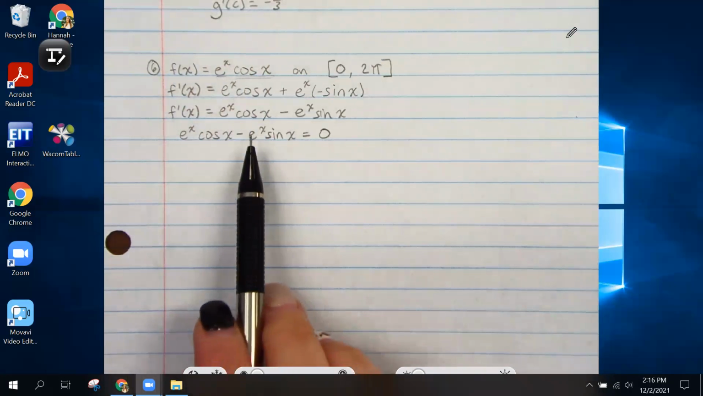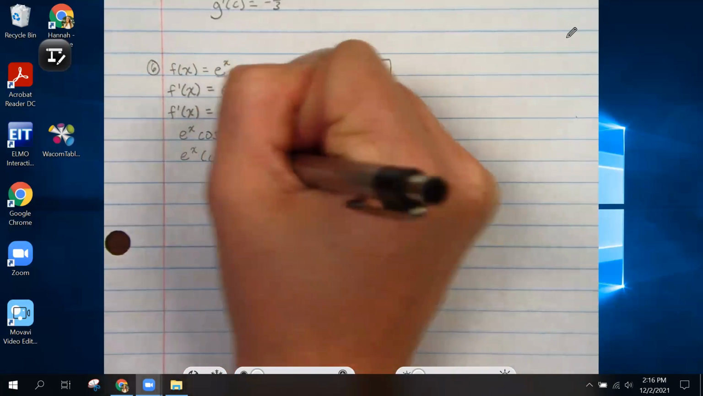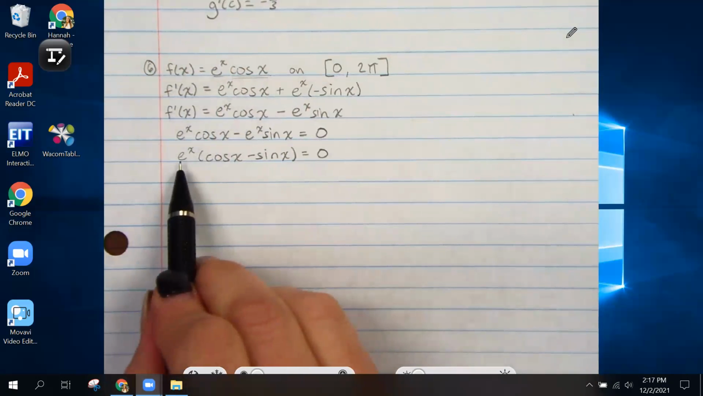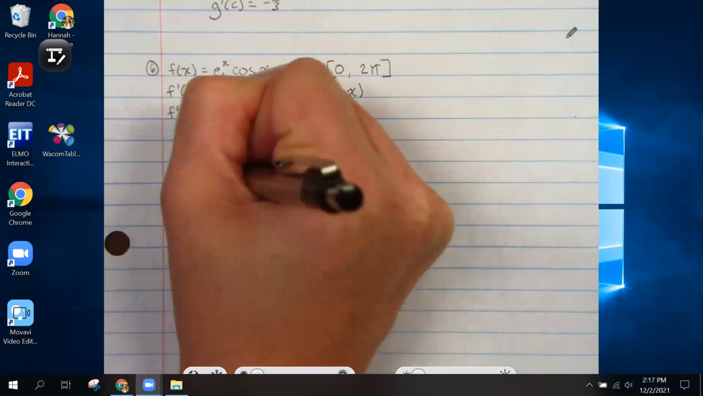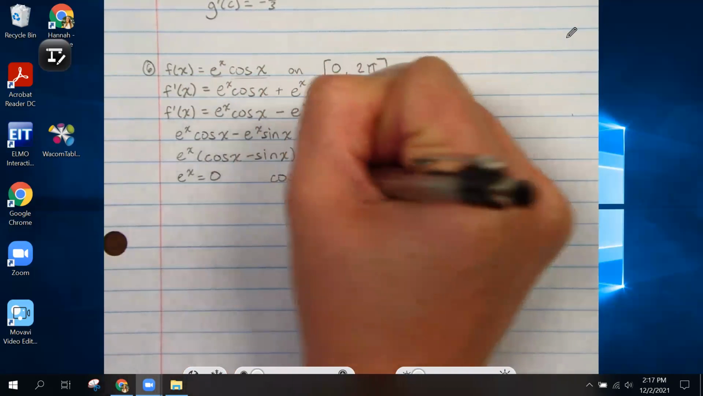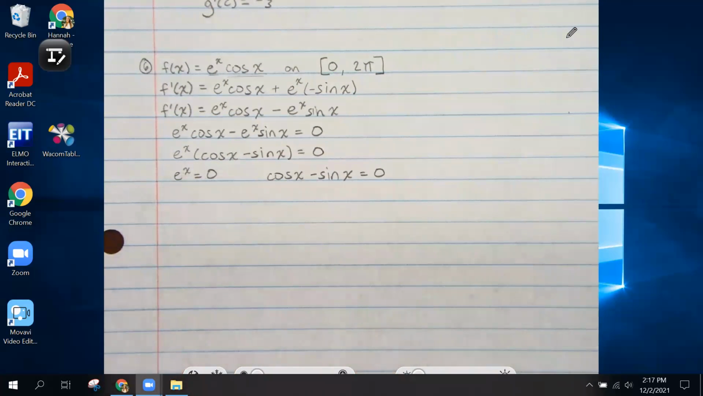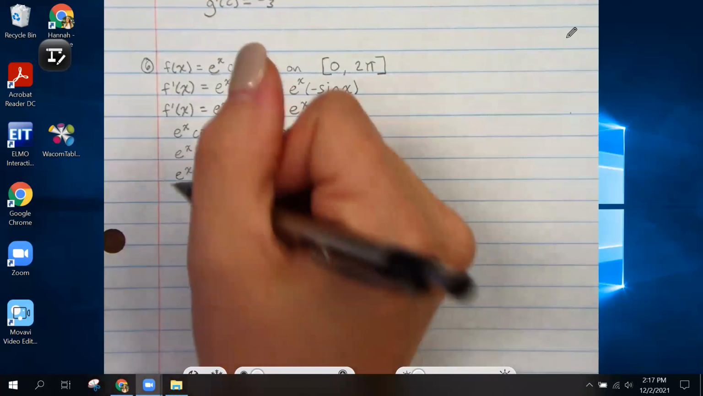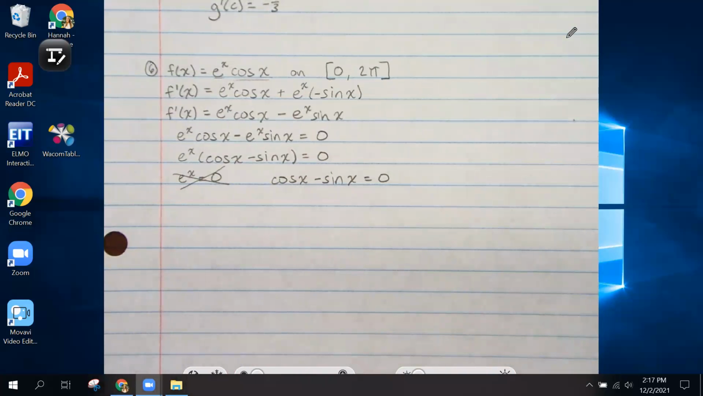Okay, so first we can factor out e to the x. And then we'll set e to the x and cosine x minus sine x equal to 0 separately. Okay, so let's look at e to the x equals 0. Remember, e is just a number, it's like 2 point something. So to raise a number to an exponent and get 0, that will never happen. So now we're only focused on cosine x minus sine x equals 0.